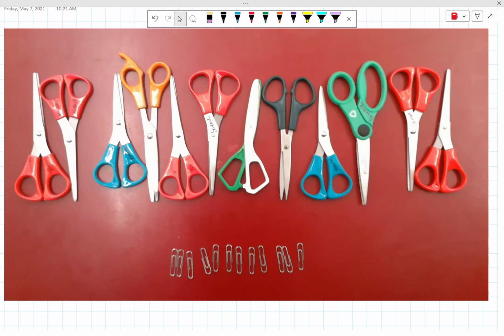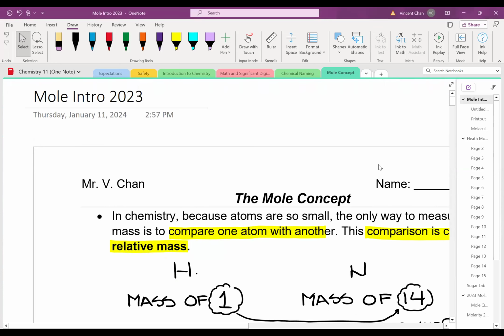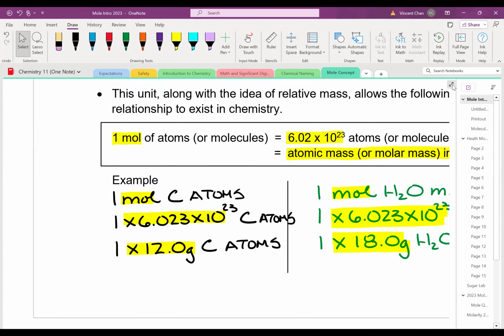And so if I wanted to see the direct comparison, I would use that commonality of 12 between both of them. And that is the whole basis of the unit of moles, so that we can find a common unit between atoms and molecules and so on.